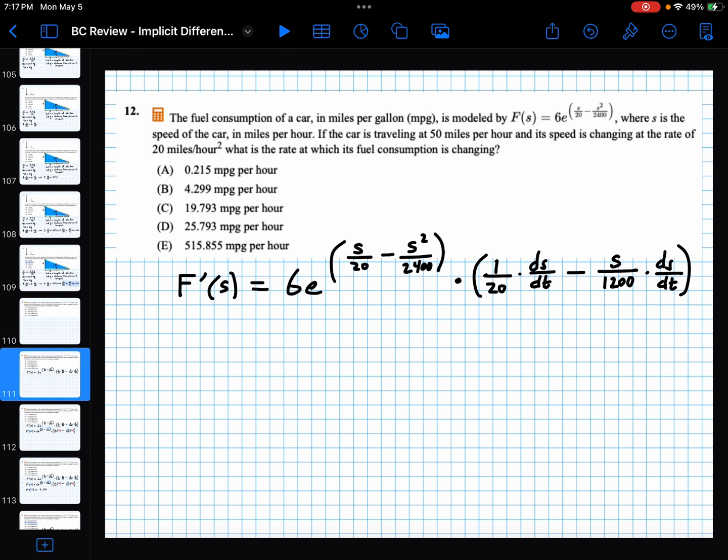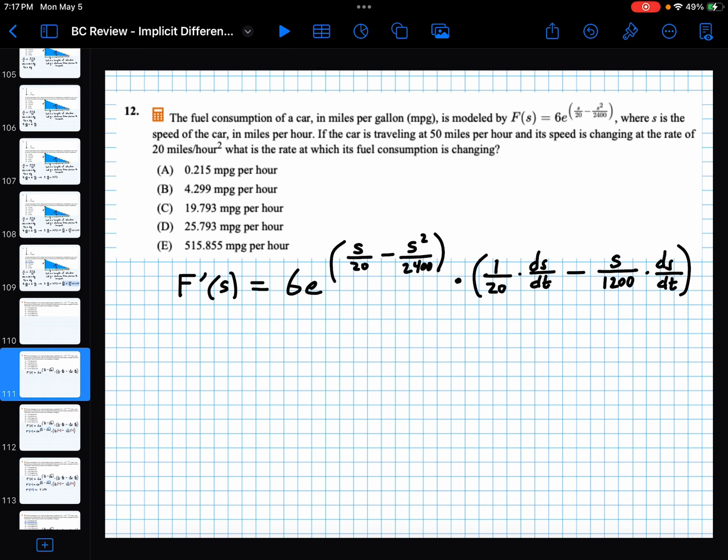But if you look carefully at what I've written here, you've got the original exponential function first, and then it's multiplying the derivative of the exponent. And notice something about the derivative of the exponent. Every time we differentiate a term with s, we multiply by ds dt. Just like in any implicit differentiation question and any other related rates questions. It works the same exact way.